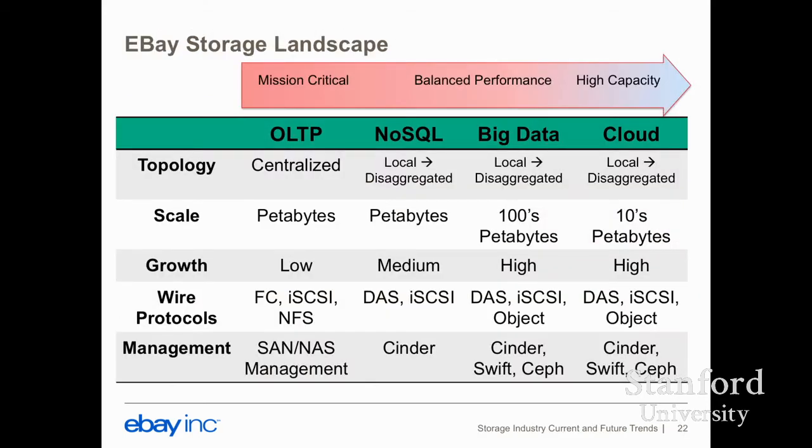As far as our environments, we have an OLTP environment, online transactions. It's primarily Fiber Channel and Oracle based, and it's one of our legacy environments right now. It's an environment that changes very little, but it's the bread and butter of the company. Primarily, the growth is low in that environment. Scale is in petabytes, and the protocols we use there are Fiber Channel, NFS, and very little iSCSI.